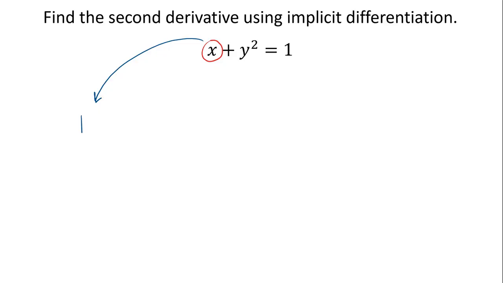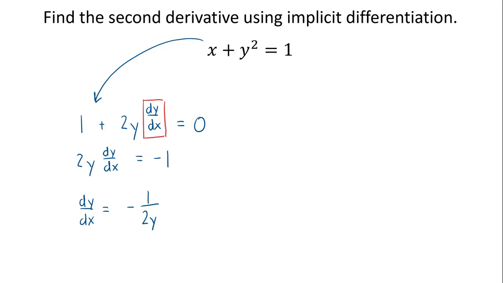The derivative of the first term, x, with respect to x, is 1. And the derivative of the second term on the left, y squared, is 2y dy over dx. And that's equal to the derivative of the constant 1 on the right, which is 0. Now let's solve this equation for dy over dx, because dy over dx is the first derivative. Subtracting 1 from both sides gives us this equation. And then dividing both sides by 2y gives us dy over dx equals negative 1 over 2y. And that is the first derivative.